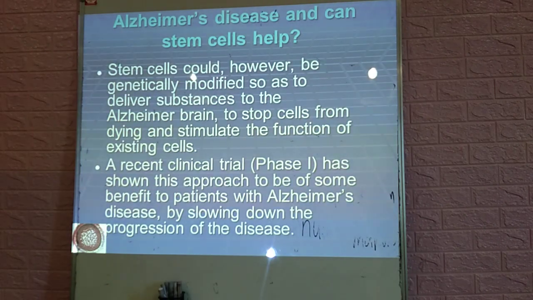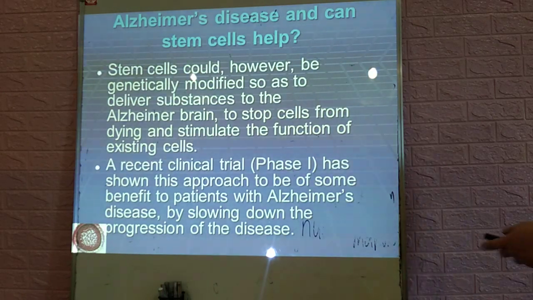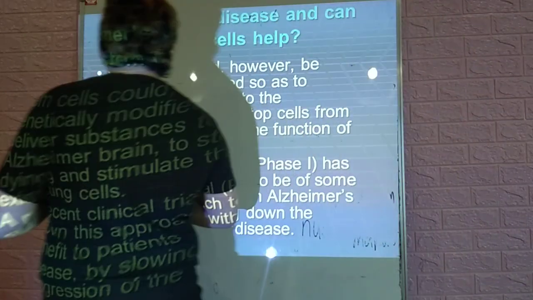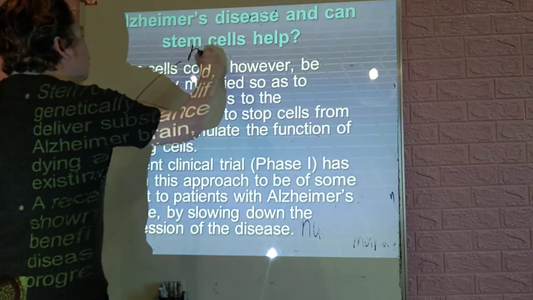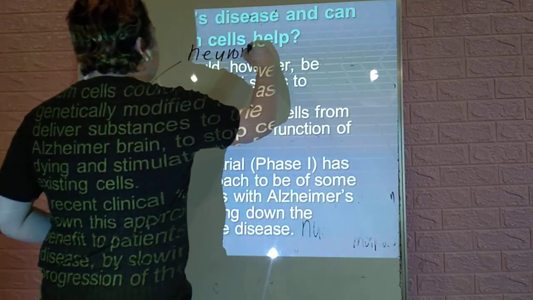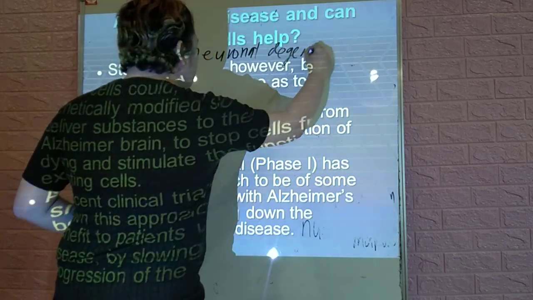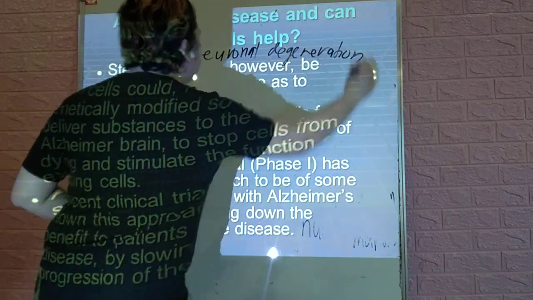Next one, Alzheimer's disease, and can stem cells help? Okay, guys, remember Alzheimer's. Stem cells could, however, be genetically modified so as to deliver substances to the Alzheimer brain to stop the cells from dying and stimulate the function of existing cells. If you are to remember, in Alzheimer's disease, forgetfulness happens because of neuronal, take note, degeneration. So the neurons here are being degenerated.